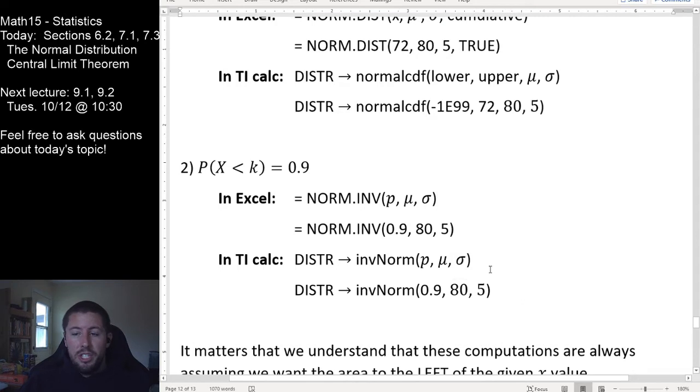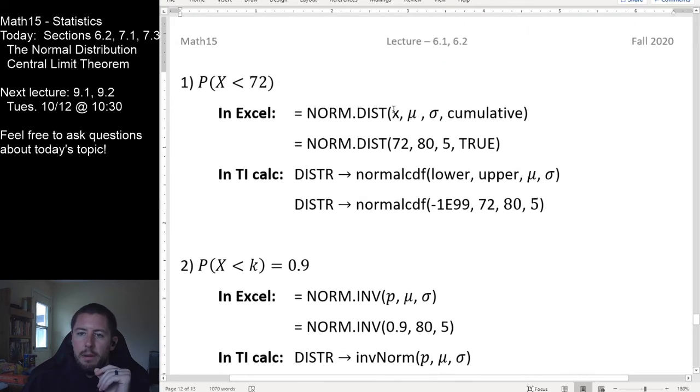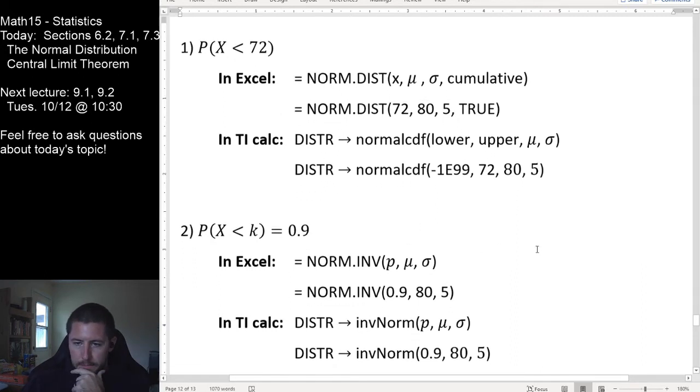And fortunately in our TI calculator, the computation is literally the exact same thing, just instead of calling it norm.inv, in your TI calculator it's called invNorm in the distribution setting right there. And you're actually going to give the literal exact same inputs. So in the TI calculator, our backwards computation, our inverse computation, the one where we take in a probability and spit out an X value, those are identical, but you will see a little bit of a difference between the Excel and the TI calculator computations. But they're going to give you the same numbers. They just take in the information slightly differently.